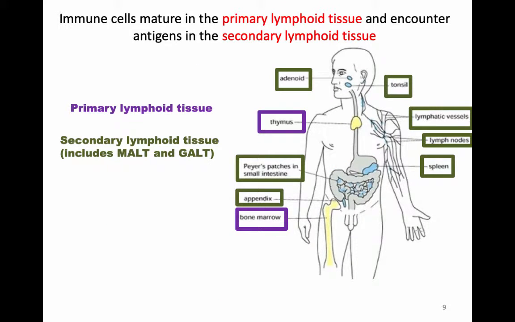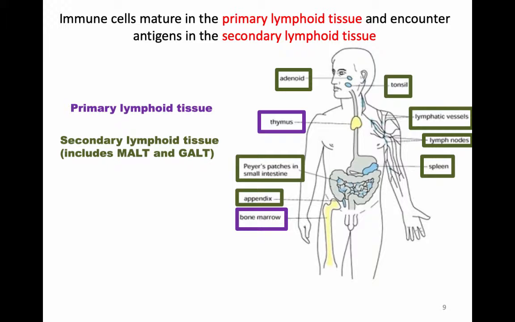The lymphatic system is made up of primary lymphoid tissue, which is the thymus and the bone marrow. These are areas where cells of the immune system, namely the B cells and the T cells, will mature, and we'll learn more about B and T cells in chapter 15.